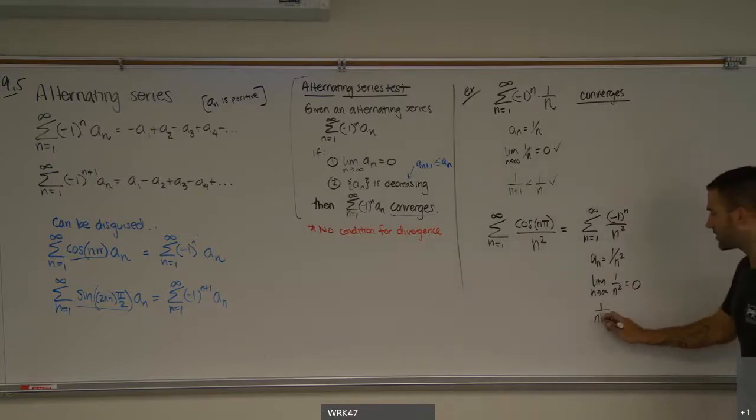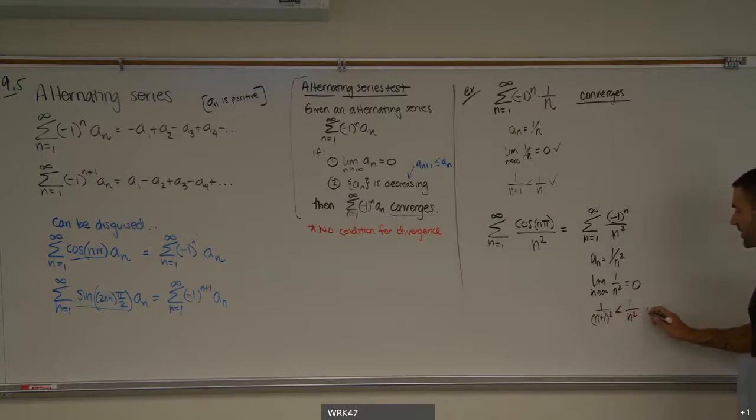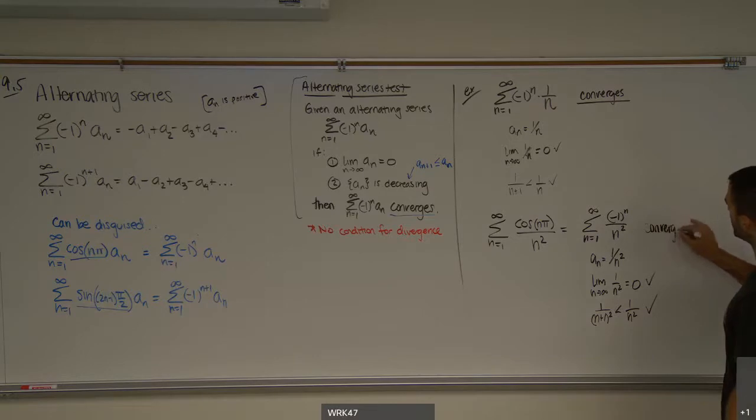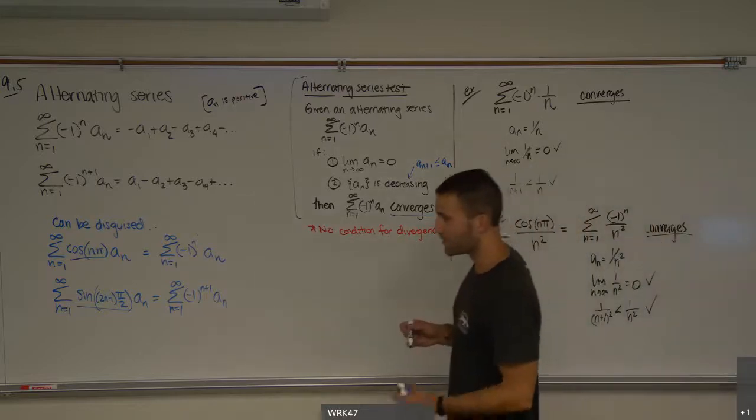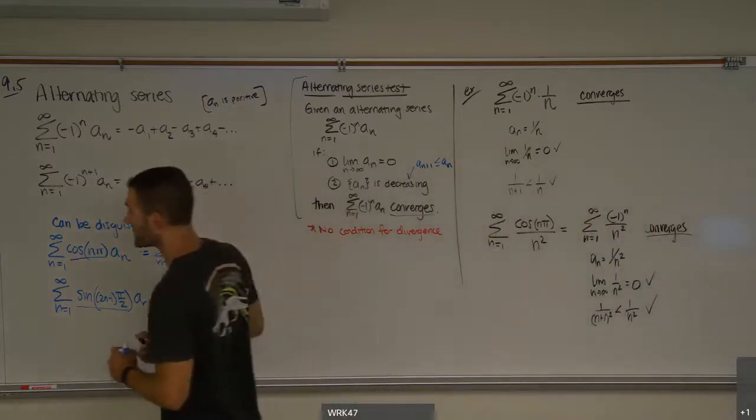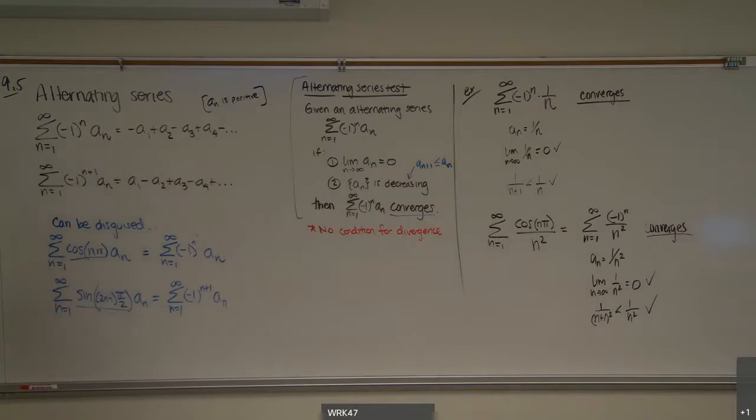If I look at the next term, 1 over n plus 1 squared, is that going to be less than 1 over n squared? Yes. Bigger denominator, smaller fraction. Yes, check, check. It meets both conditions. This series converges. And you see how fast it is to determine the convergence of an alternating series if it meets these conditions. Just two very simple things to check, getting smaller and going to 0. And so these are nice conditions.